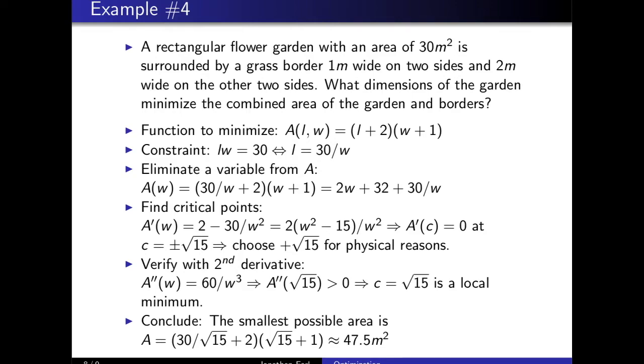Again, we want to verify that we've actually found a minimum value in this case. So we get that A double prime is going to be 60 divided by W cubed. And when we evaluate our second derivative at the square root of 15, we get something positive. So that'll tell us that W equals positive square root of 15 is a local minimum. Putting that value back into our expression for the area, we'll wind up with the smallest possible area being about 47.5 square meters.